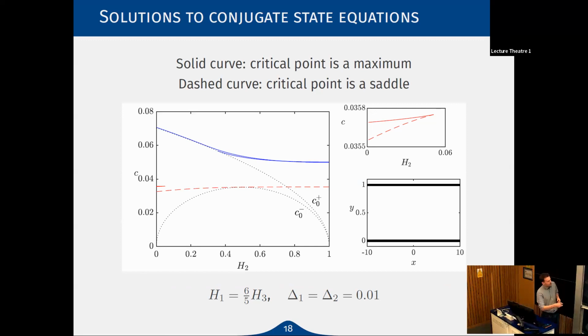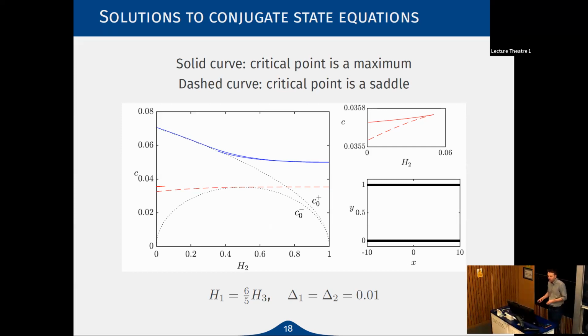So what I'm going to do is fix H1 and H3, delta 1 and delta 2. What this plot does is plot all the conjugate states, but you can never tell because there are too many lines. Delta 1 and delta 2 are fixed. H1 is a fraction of H3, or a ratio there. And then H2, we vary from an infinitesimally thin middle layer to a middle layer that takes up the whole channel. You can plot the speeds, C0 minus and C0 plus, along with wave speeds. And then the solid and dashed lines are conjugate states.